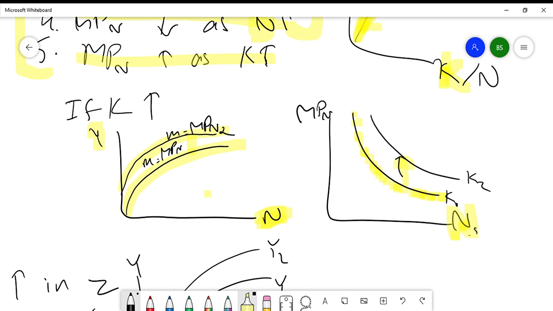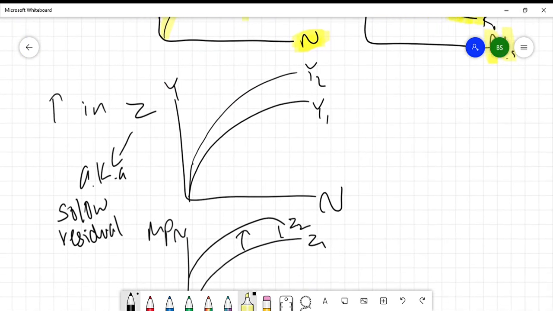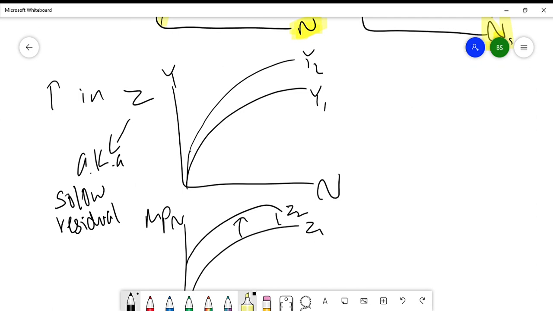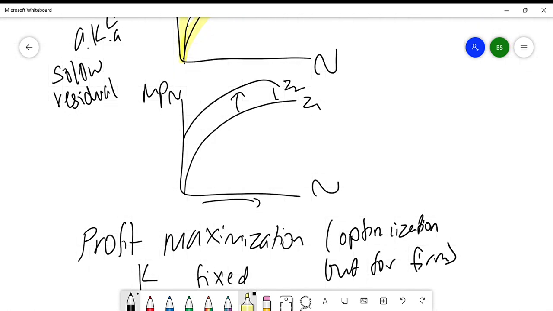Sort of similar here, but this is a Y curve, this is an MPN curve itself. With an increase in Z, the multiplier at the beginning, it doesn't make it shift up, it just drags it up. And to show the MPN curve, we have N at the bottom, MPN over here, and it shifts the curve up, to show that at each point at N, you are producing more, you have more MPN.